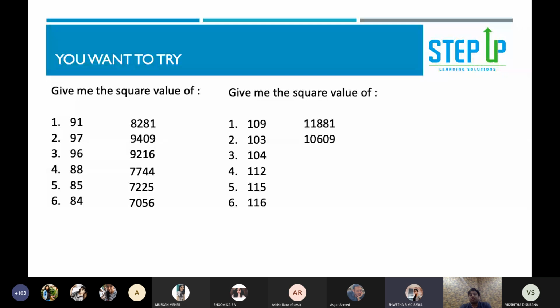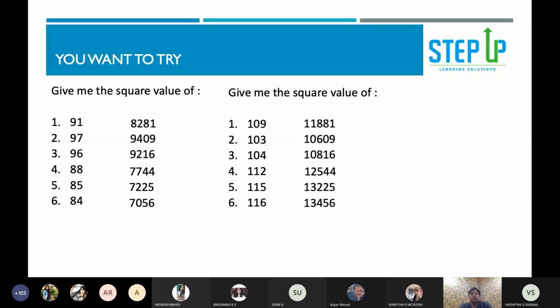10816. Yes, 10816. 112? 12544. Perfect. So I guess people are getting the speed. 115. Fast. 13225. Okay. Can I have another set of people giving me the answer? 116. 13456. Perfect. So my answer is coming out to be 13456.